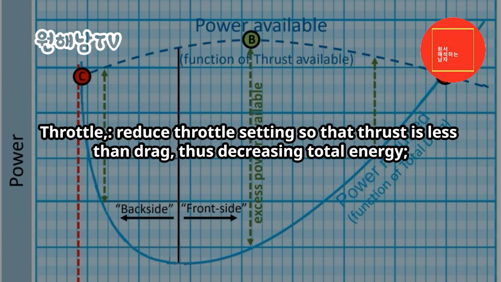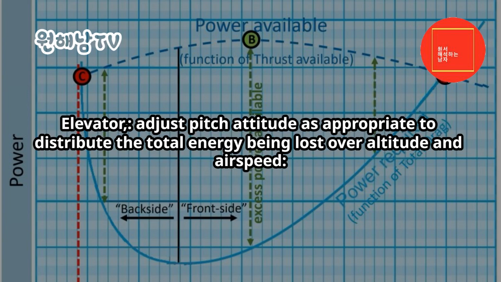Throttle: reduce throttle setting so that thrust is less than drag, thus decreasing total energy. Elevator: adjust pitch attitude as appropriate to distribute the total energy being lost over altitude and airspeed. A.